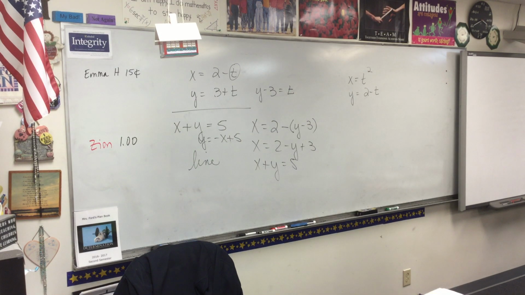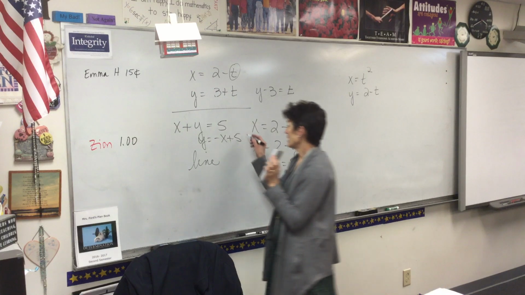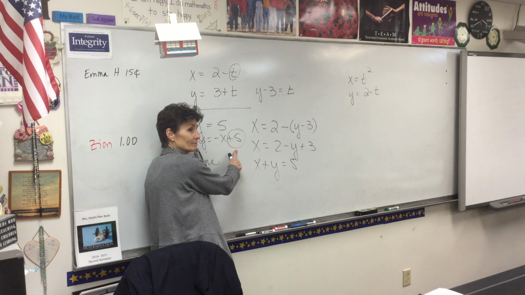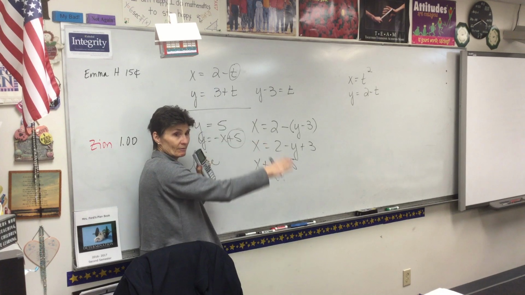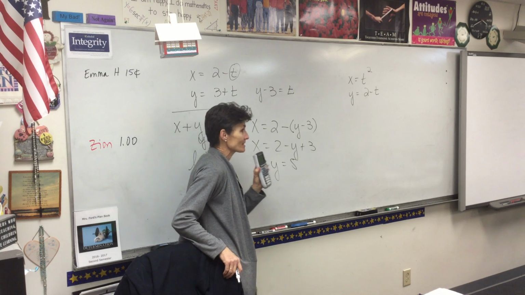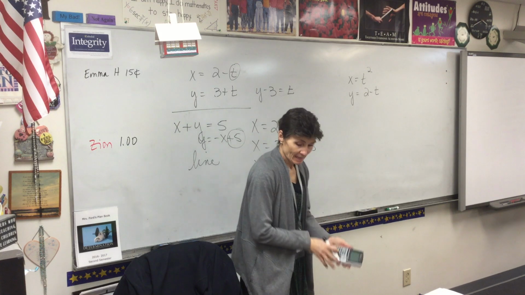Did you get a line? Did you get a line that has a y-intercept at 5 and a slope that's negative? Isn't that cool? Yes, exciting stuff. All right, let's try the next one.